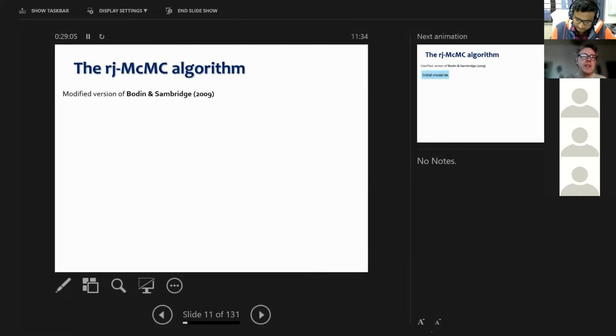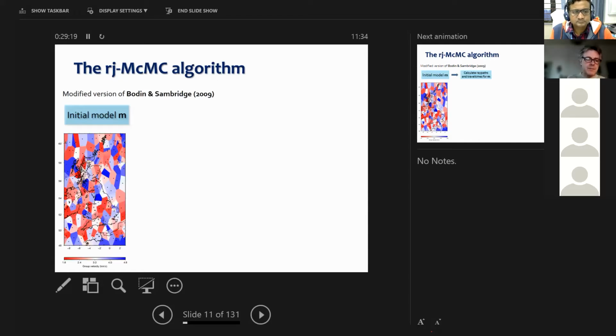We start with an initial model M, and in our case, remember these models are describing the velocity structure in the Earth. I'm going to parameterize the models like this, so it looks a bit odd. In the background you can see the UK, and over the top you can see this mosaic of oddly shaped cells. These are called Voronoi cells, and they're defined by these little black points in the middle.